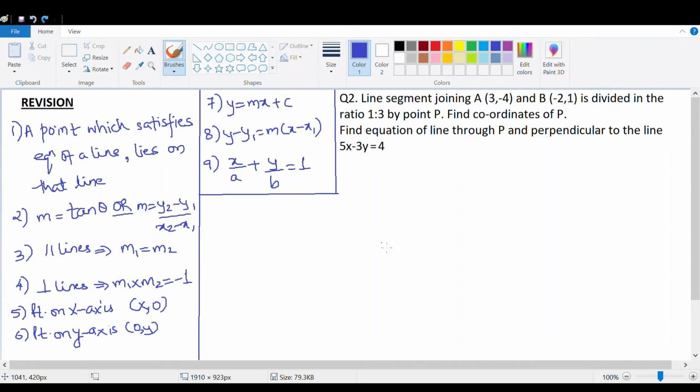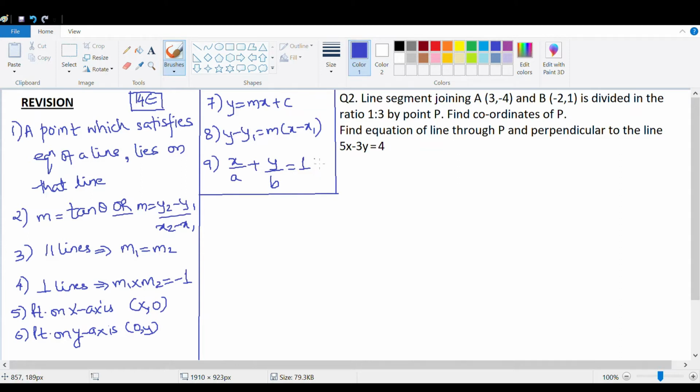Hi guys, let's look at the last exercise of this chapter, exercise 14E. Before we move on, let's revise a few things that we've learned in this chapter before we start solving the questions from this exercise. So let's look at it.